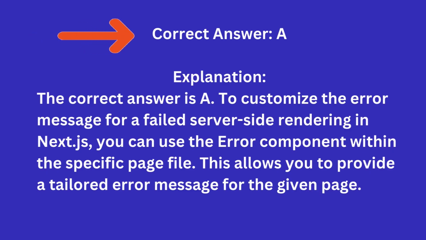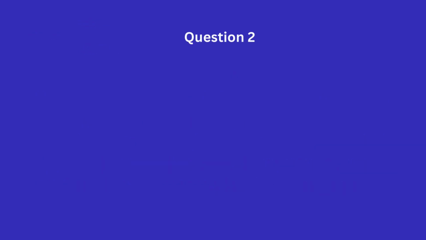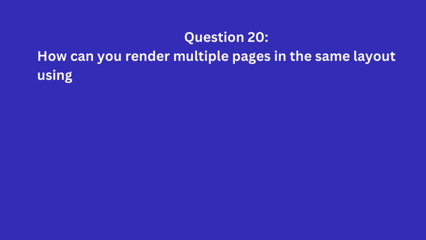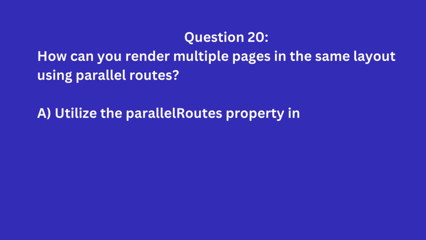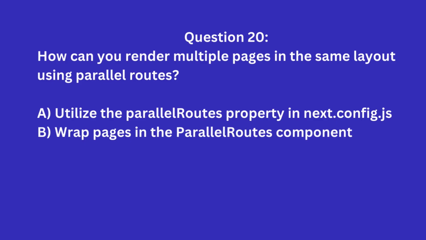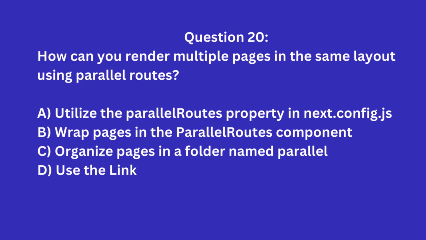This allows you to provide a tailored error message for the given page. Question 20. How can you render multiple pages in the same layout using parallel routes? A. Utilize the parallel routes property in next.config.js. B. Wrap pages in the parallel routes component. C. Organize pages in a folder named parallel. D. Use the link component with a group attribute.